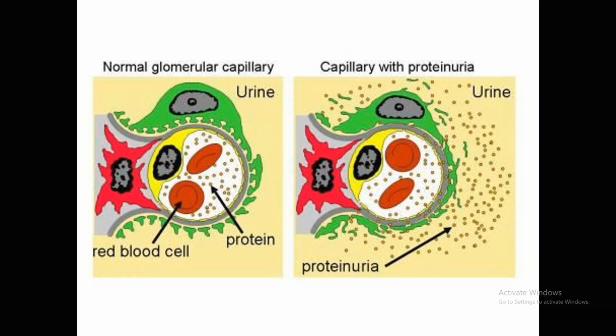Most commonly, the proteinuria presents as selective proteinuria, increased amount of low molecular weight plasma proteins, albumins, but also a non-selective proteinuria. Presence of both albumins and globulins into the urine may be present.